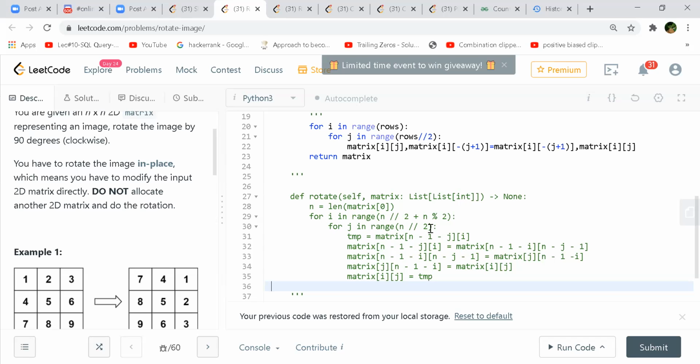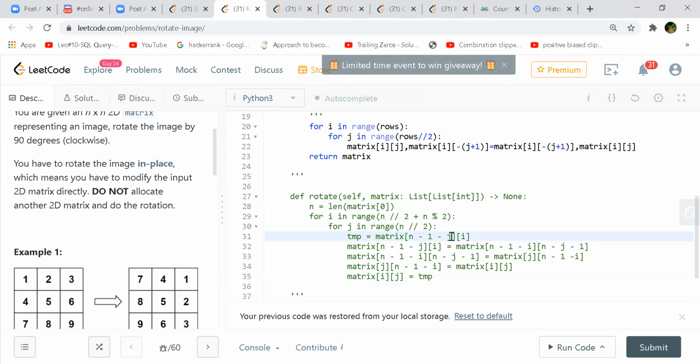Okay. And for every i, you're running j. Then n minus 1 minus j, then i. So this temp will get the first one, right? This will get 7. And my n is the row, minus 1, 3 minus 1, 2, and j.